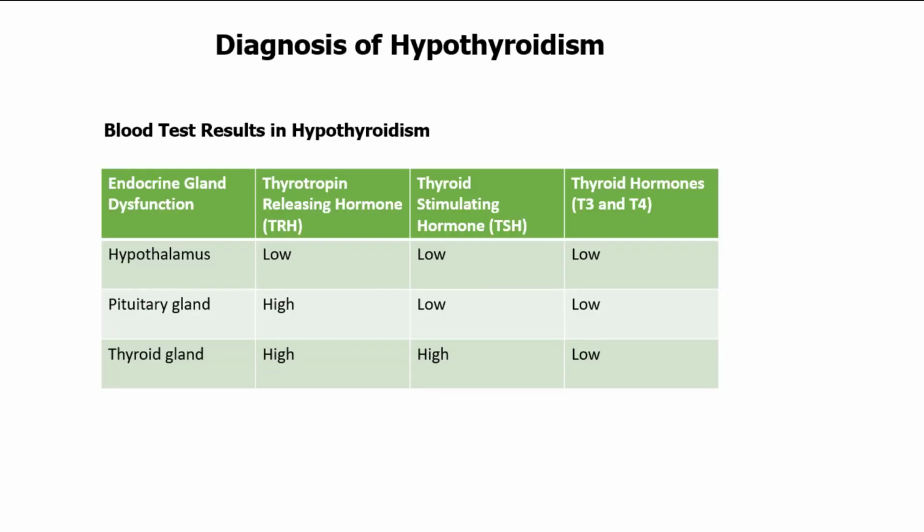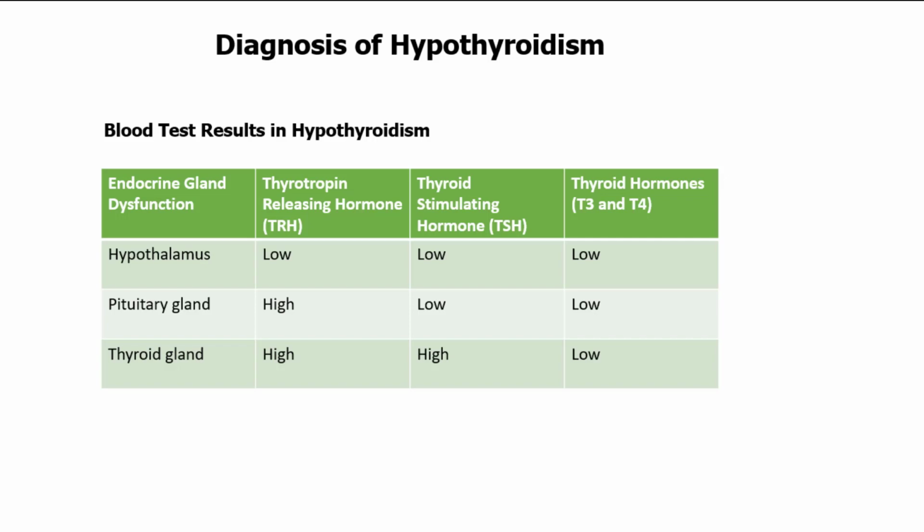And lastly, the diagnosis of hypothyroidism. Blood tests can be used to identify the underlying cause of hypothyroidism by determining the plasma concentration of TRH, TSH, T3, and T4. And the most common blood test for hypothyroidism is thyroid stimulating hormone, TSH, since TSH will be elevated even with small decreases in thyroid function.